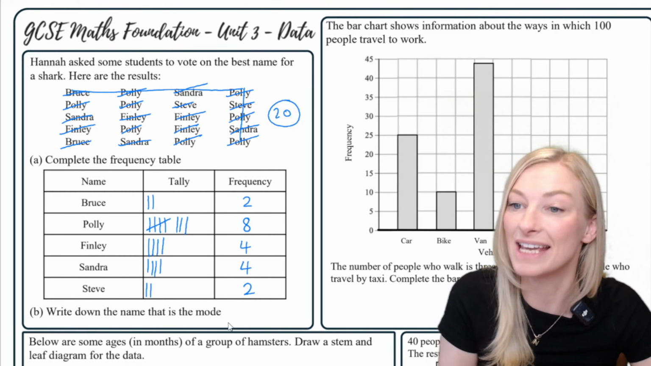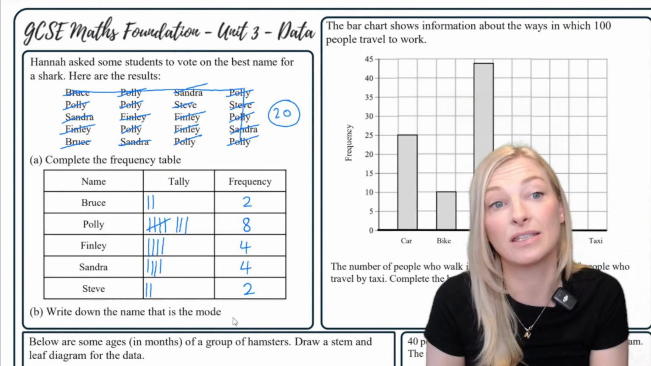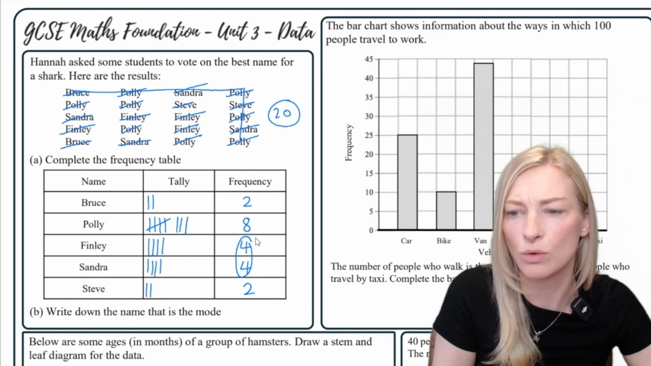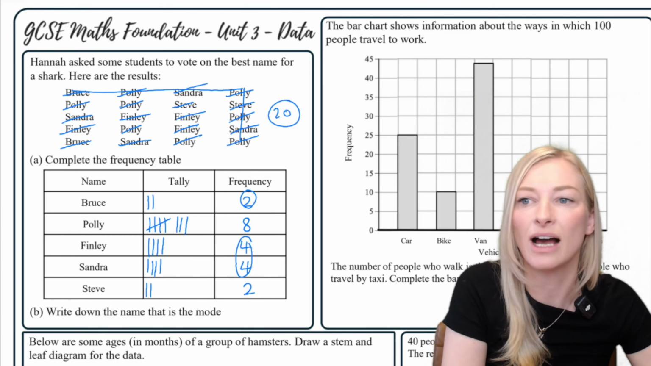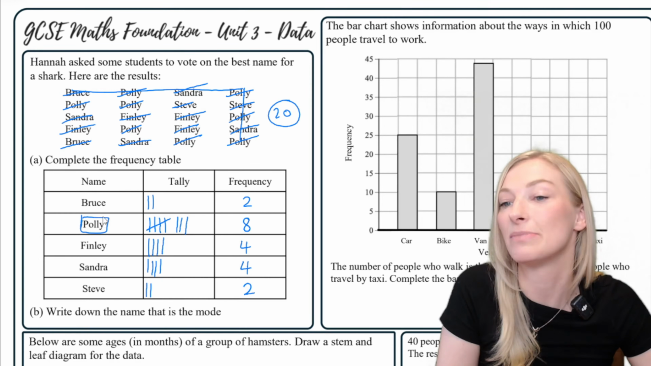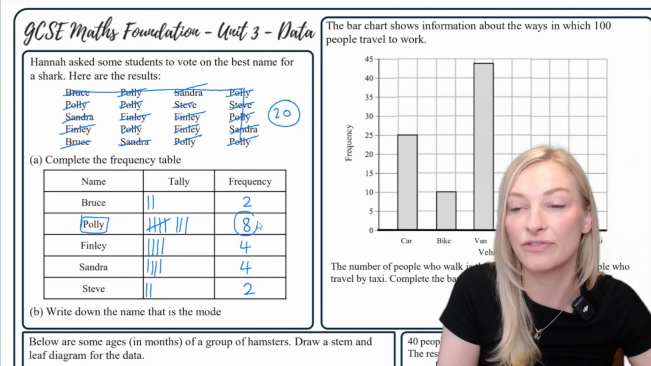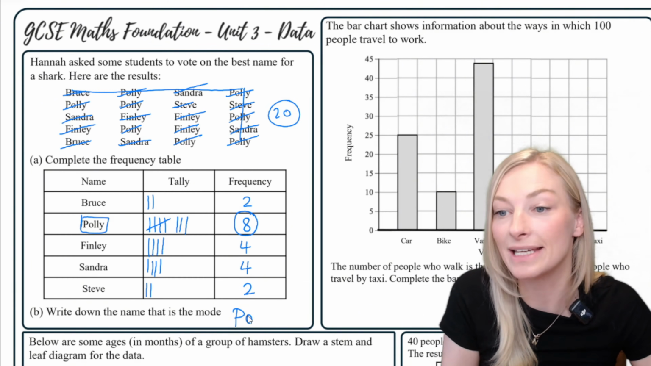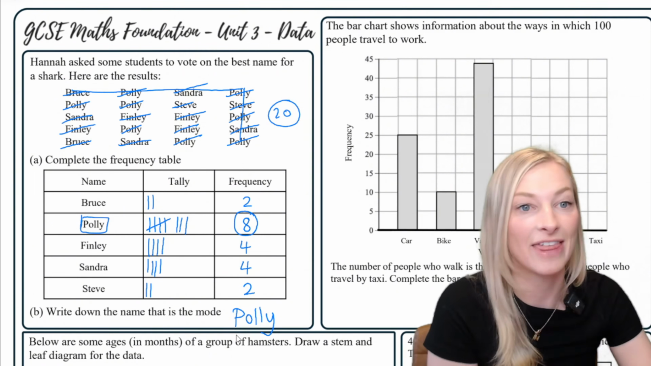Write down the name that is the mode. Now, the mode is the most common. So here you might think, well, 4's the most common because there's 2 of them, or 2's the most common because there's 2 of them. That's not what we're looking at. We're looking for the name that was the most common, and that is going to be Polly, because it had the highest frequency of 8. It was the most common answer that the students gave. So Polly is going to be my modal name there.